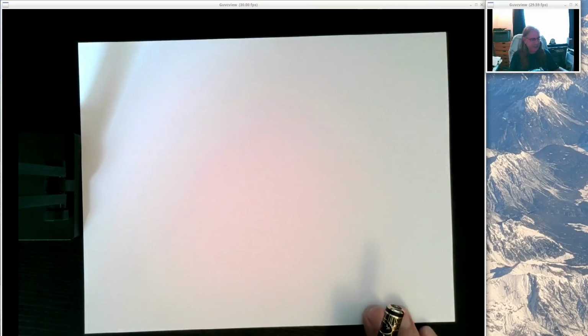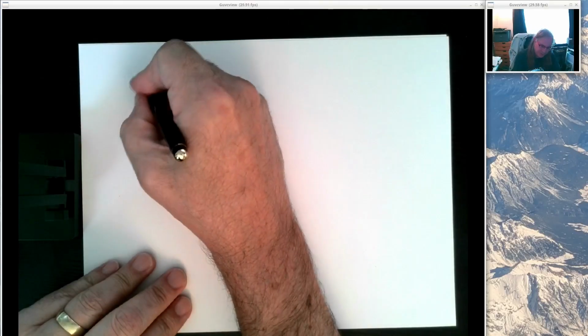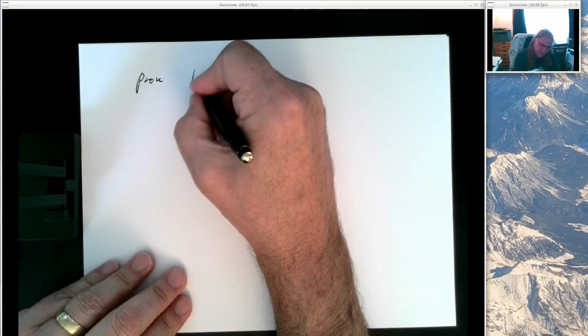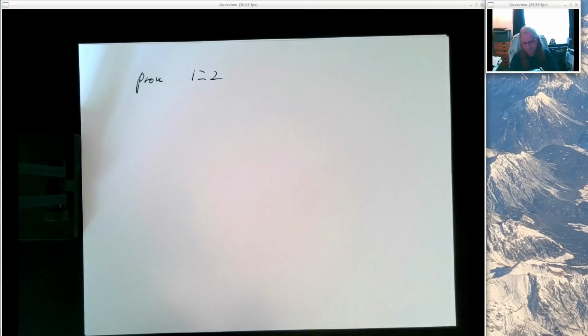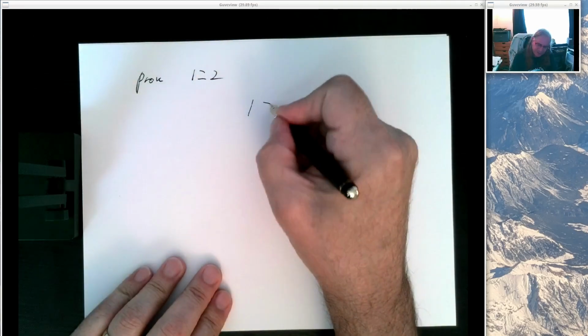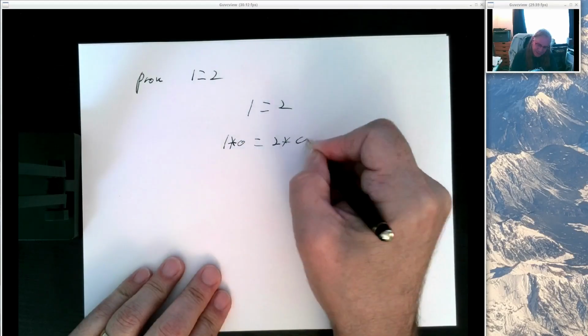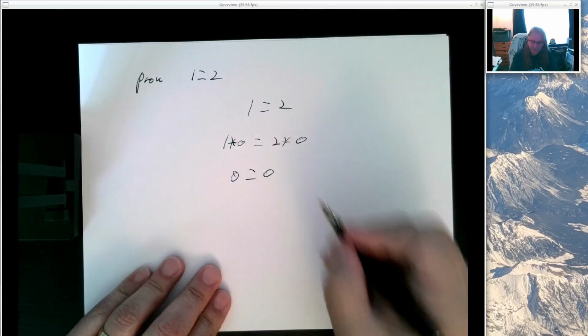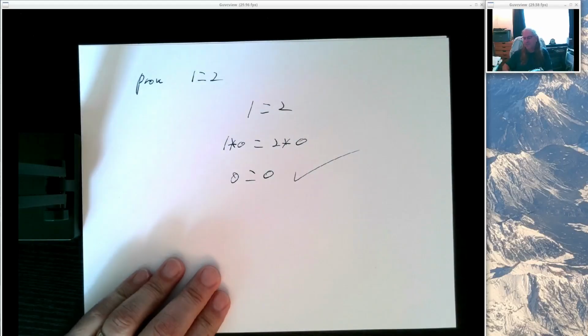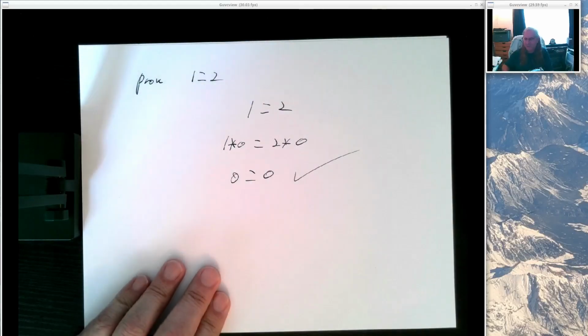And I'll give you a really silly example. Prove 1 equals 2. Well, if I start off with 1 equals 2 and I multiply both sides by 0, I get 0 equals 0, which I know is true. Does that prove that 1 equals 2? Of course not.